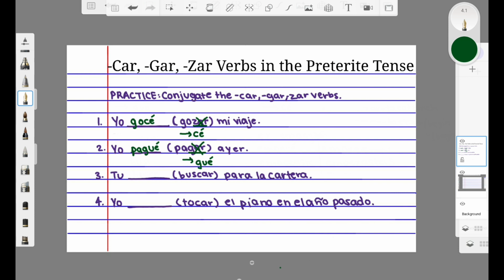Number 3, tú blank buscar para la cartera. Now, it's true that this is a CAR verb, but if you'll notice, we're actually not conjugating it for yo, we're conjugating it for tú. Therefore, the rule doesn't apply. We're conjugating it normally. So that was a little bit of a trick one. You just conjugate it like normal. So, buscaste.